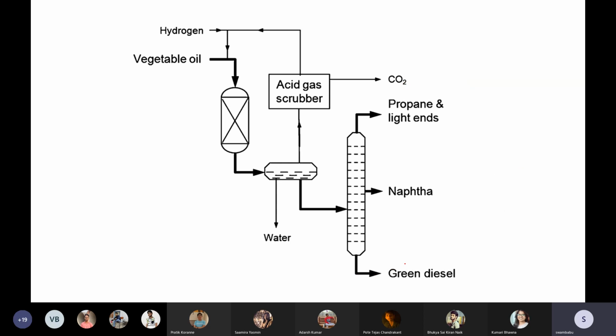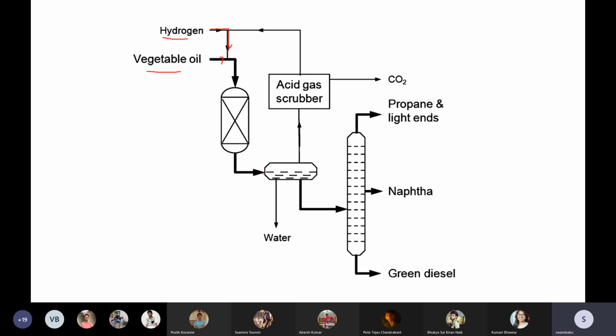This is the typical green diesel production process. Vegetable oil and hydrogen are fed to the reactor where metal catalysts are used. During this reaction you will get linear chain hydrocarbons. You will get CO2, water, and C3H8.